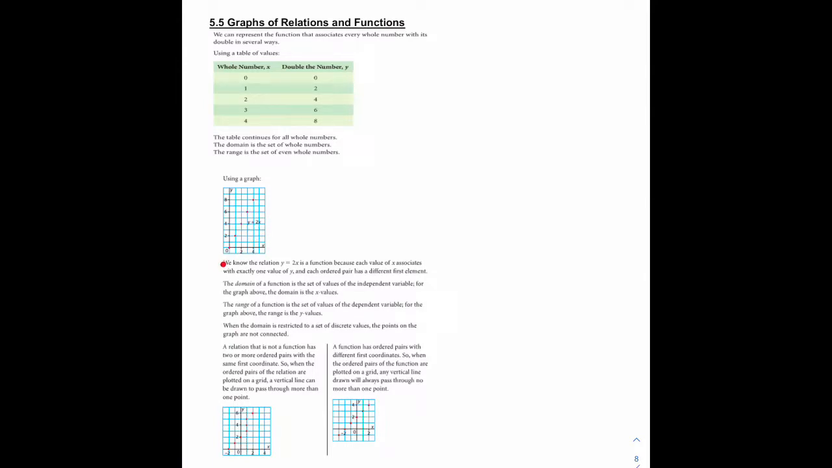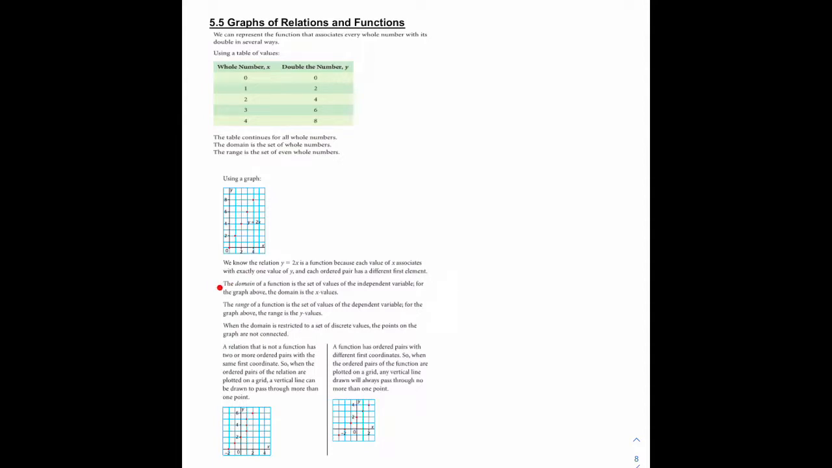So we know the relation y equals 2x is a function because each value of x associates with exactly one value of y, and each ordered pair has a different first element. We can take a look at either the graph or even the table of values, like we looked at last week, to show that it is a function. We know it's a function because none of these numbers repeat in the x-axis or in the x column.